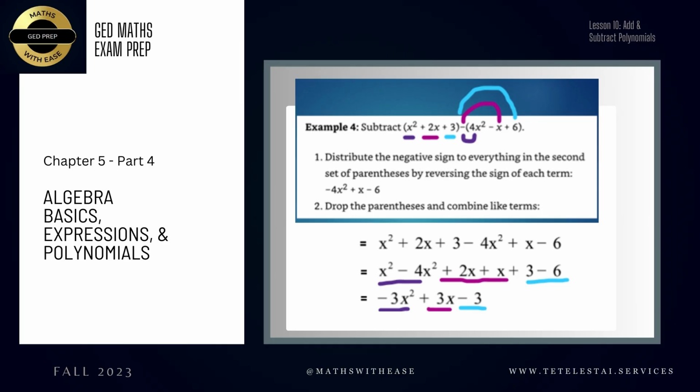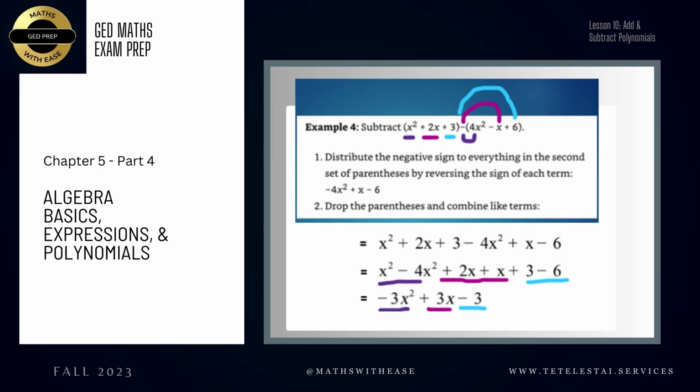We have x squared and we have negative 4x squared, and that's grouped over here in blue. Next, we have 2x, and then what else is similar? We have x, and that's grouped over here in purple. And finally, we have our coefficients left over, 3 and negative 6, and that's what we see here in light blue. And then we simply proceed with the operation as needed.